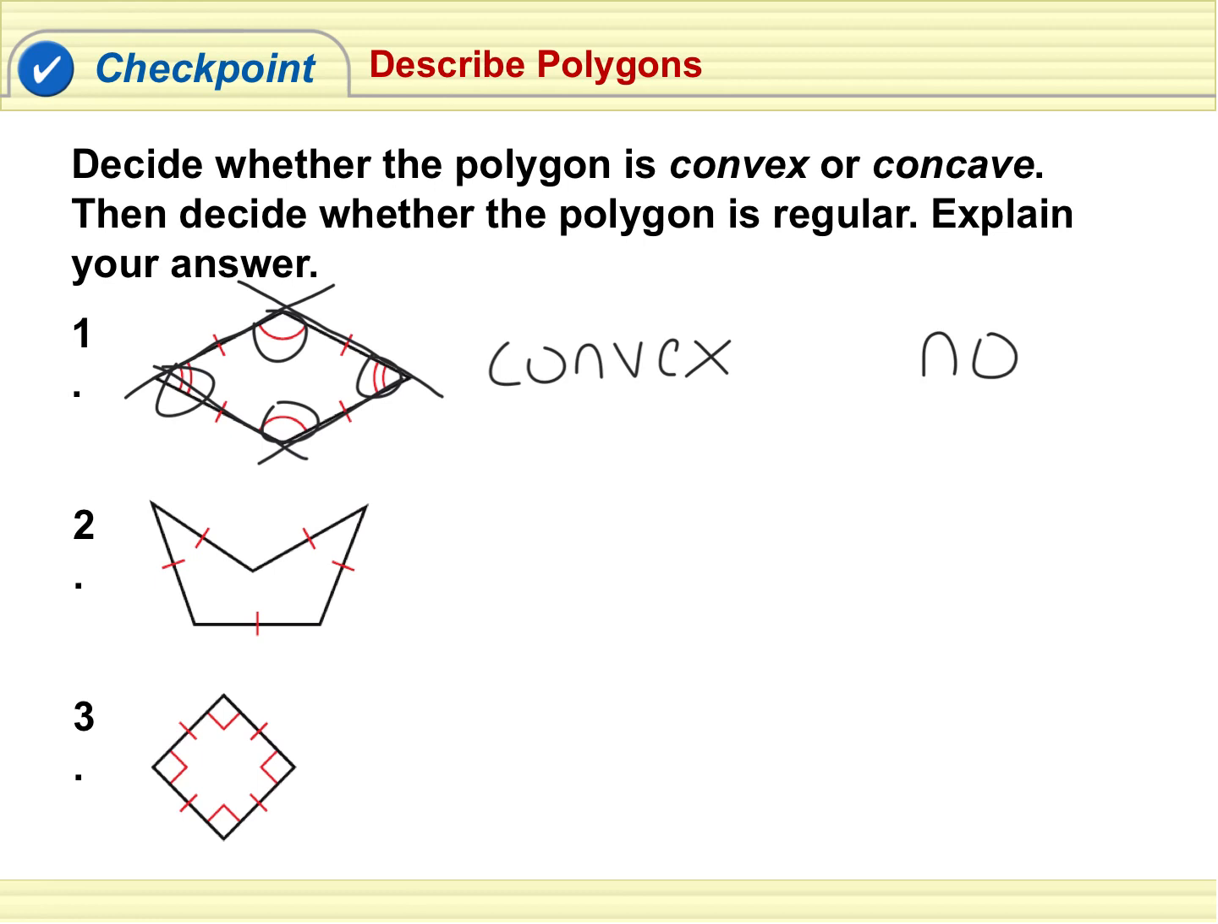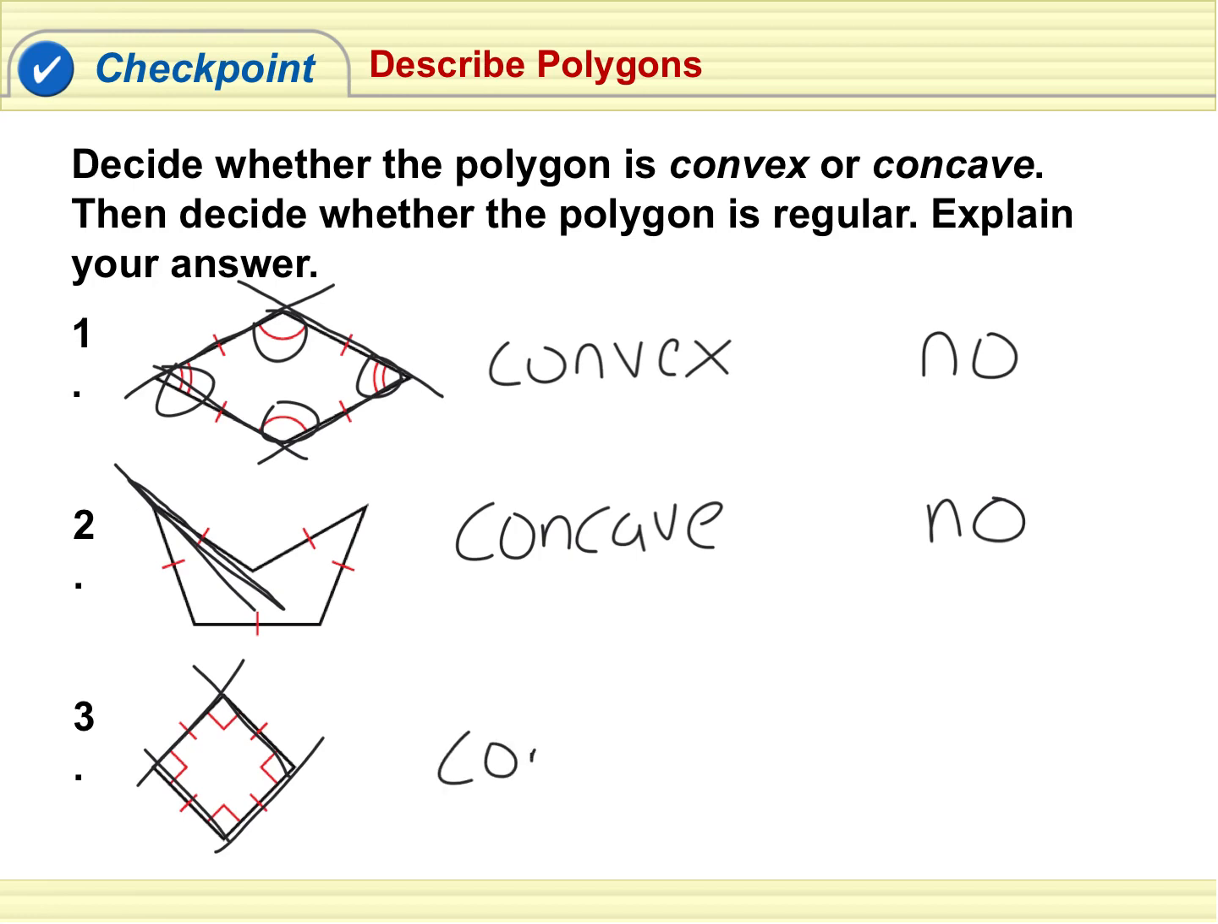Okay? What about number 2, convex or concave? Concave. Why? Because it goes in. One of them goes in. Concave. So since it's concave, can it be regular? No. And number 3, convex or concave? Convex. And then check all 3. Does it have the same sides? Yes. Same angles? Yes. And it's convex, so this one is regular. So we put yes. Okay. Any questions on those 2 concepts? All right.